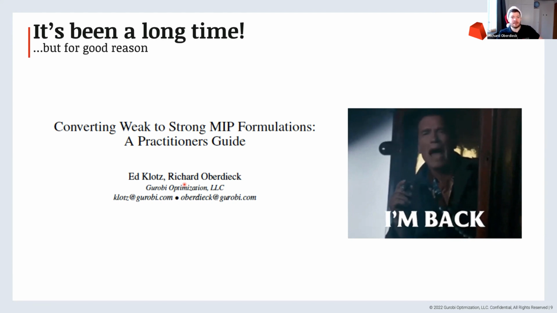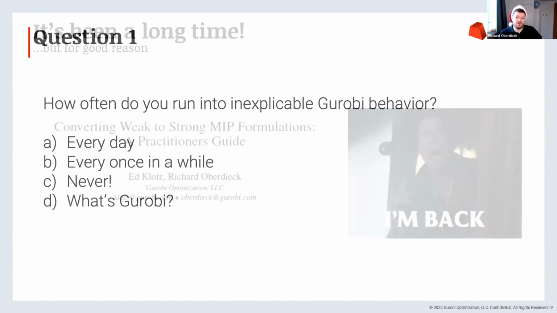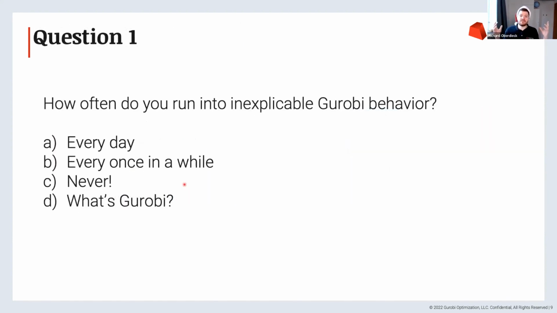And as Kostya said, today we're going to be talking about the Grinch. And the Grinch is somebody who always throws a rod in your cogs of optimization. And so my first question for you today is, how often do you run into inexplicable Gurobi behavior? Is that every day? Is it every once in a while? Never? Or what's Gurobi? Just to see where everybody is on the scale, the Grinch scale, so to speak, if we want to put it that way.